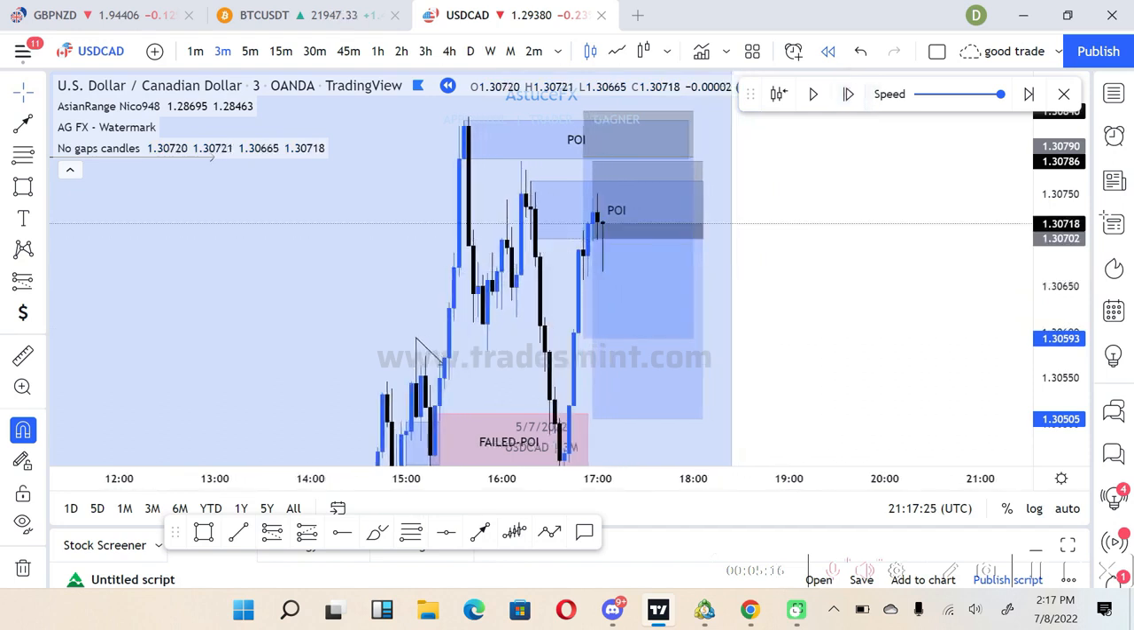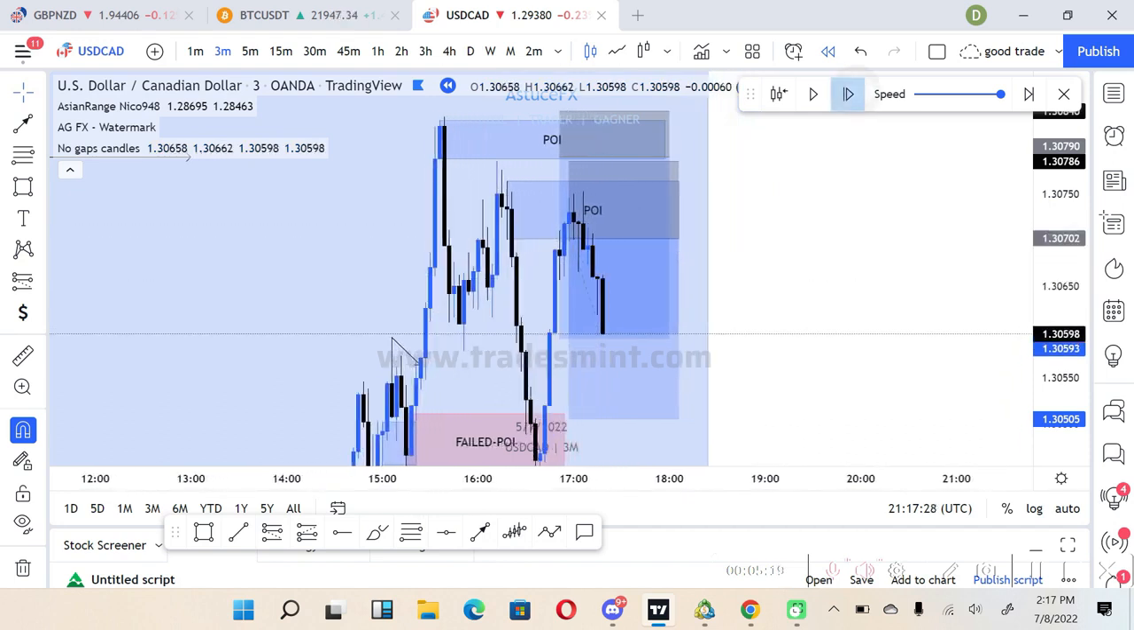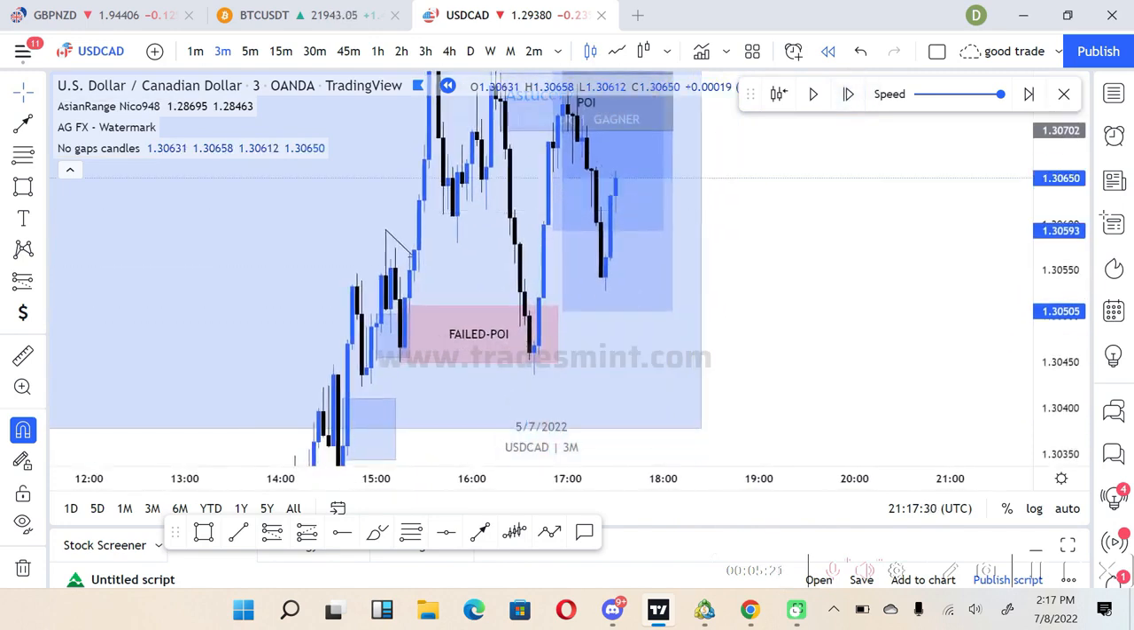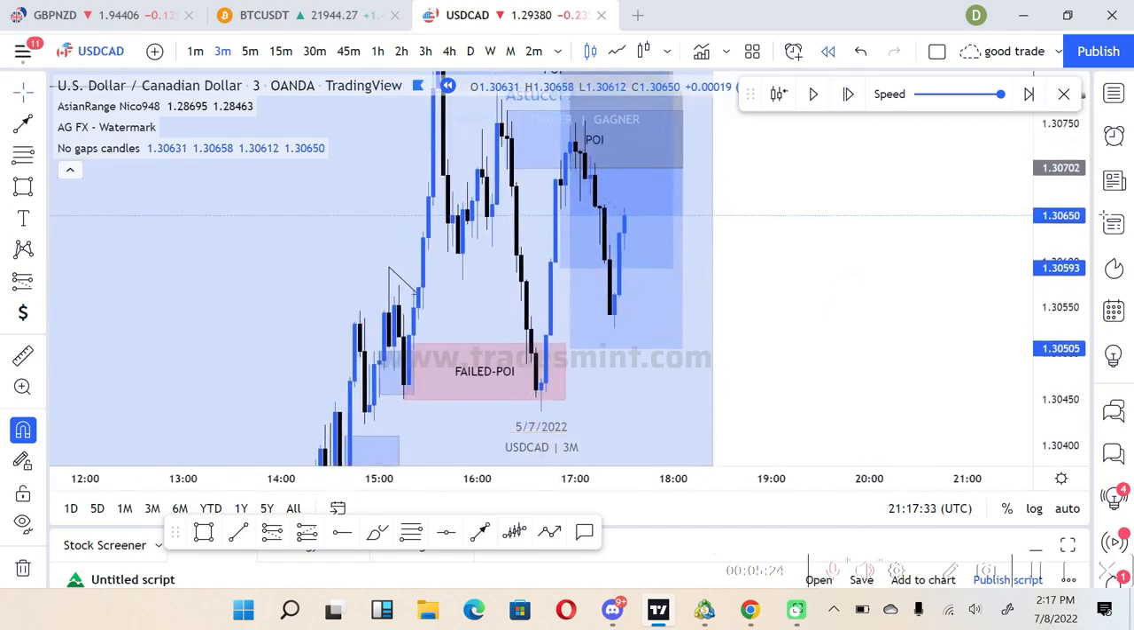Price pulled back, we pulled back to the doji. Let's see, and now we drop down. We're actually playing only from the doji.